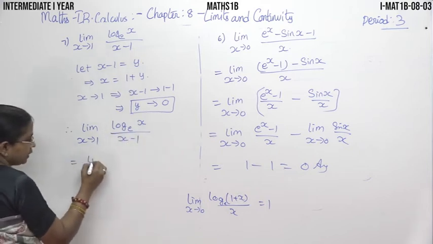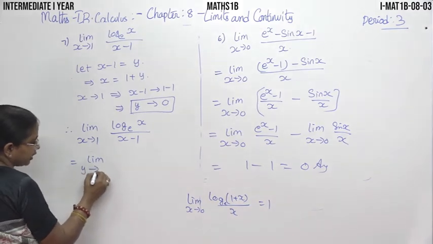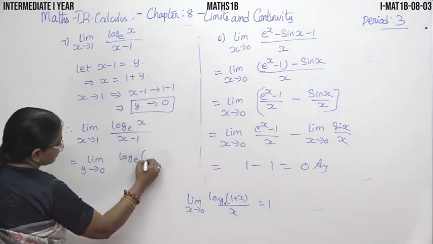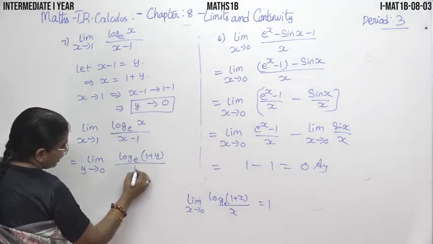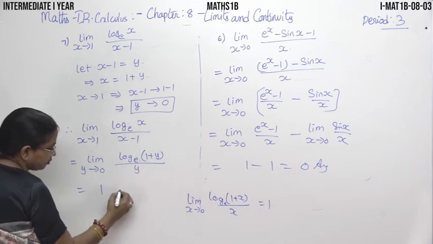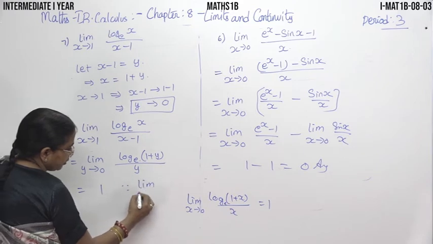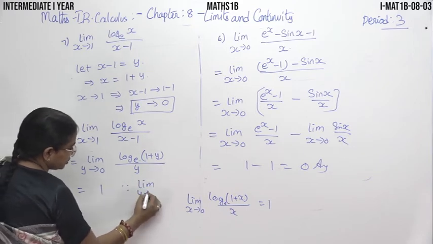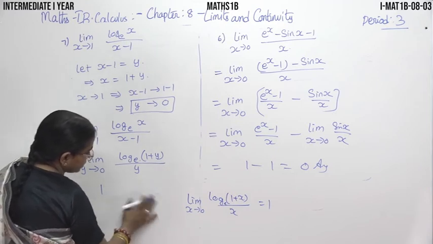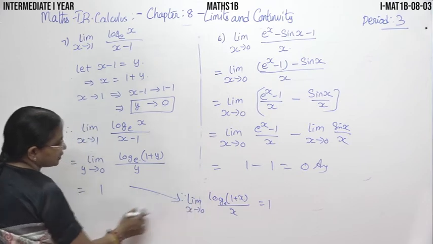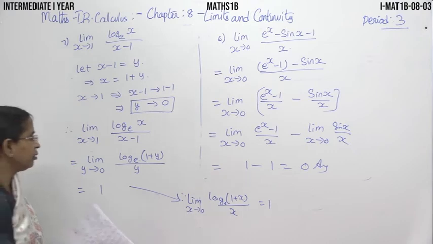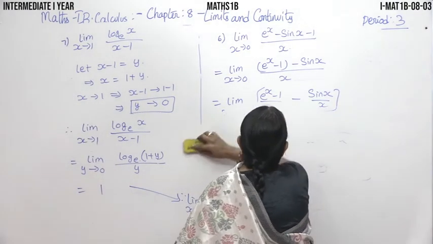Okay, so it is limit of, now I am converting it to y, y tending to 0 of log to the base e of, what is x? 1 plus y. 1 plus y by y, which is the standard limit. In the place of x, you have y, that's all. It is equal to 1, because limit x tending to 0 of log 1 plus x by x is equal to 1. Okay, next problem.